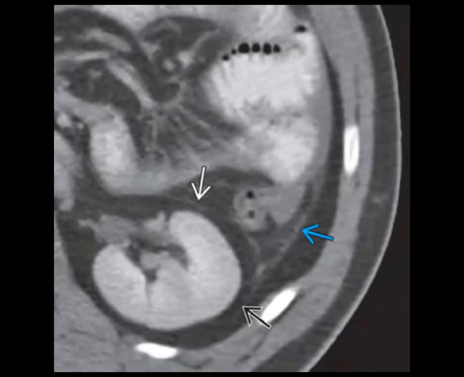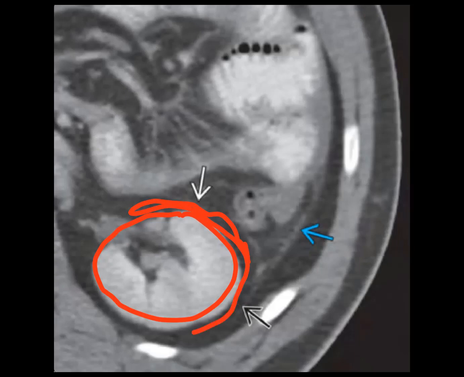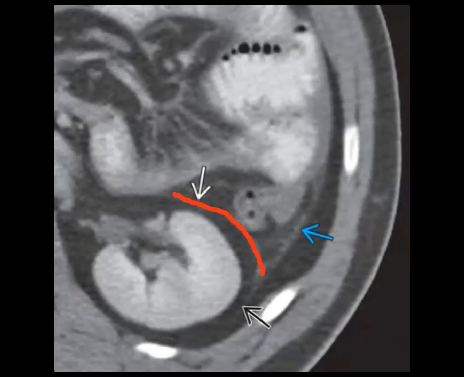So here is a contrast enhanced CT image which is showing us the kidney here, and surrounding the kidney we have some amount of fat here, and covering this kidney and the surrounding fat is a layer of renal fascia. Now this is the anterior renal fascia, this is the posterior renal fascia, and this renal fascia is continuous with the lateral conal fascia. See how thin the conal fascia and the anterior and posterior renal fascia appear.